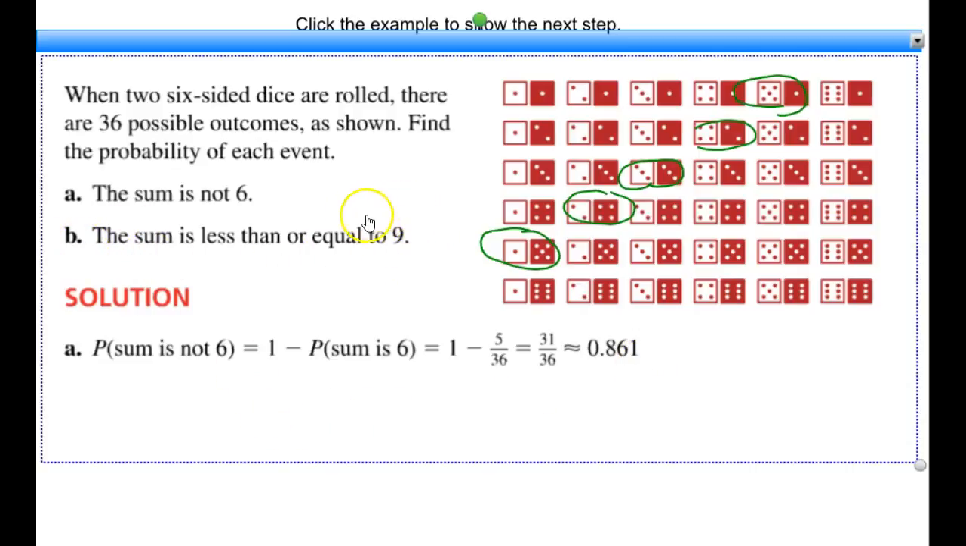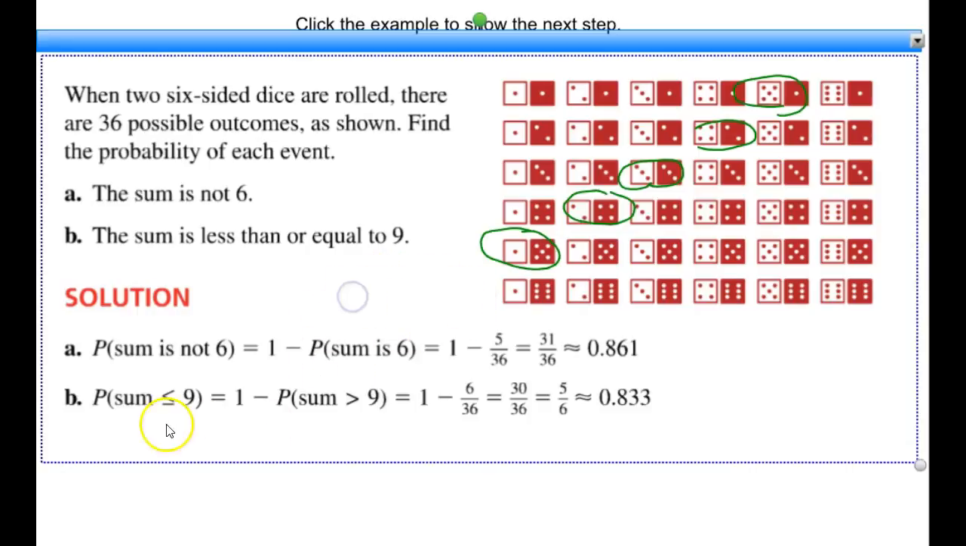The sum is less than or equal to 9. So again, I could count all of the possibilities where my sum is less than or equal to 9, or I can count all of mine where it's greater than 9 and then subtract it from 1, as written here. So the probability that the sum is less than or equal to 9 is equal to 1 minus the probability that the sum is greater than 9. So if I count this where the sum is greater than 9, I end up with 6 possibles. So I know that 1 minus 6 over 36 equals this 5/6, or 0.833. So now I've found the two probabilities that I was looking for without having to count every single option.